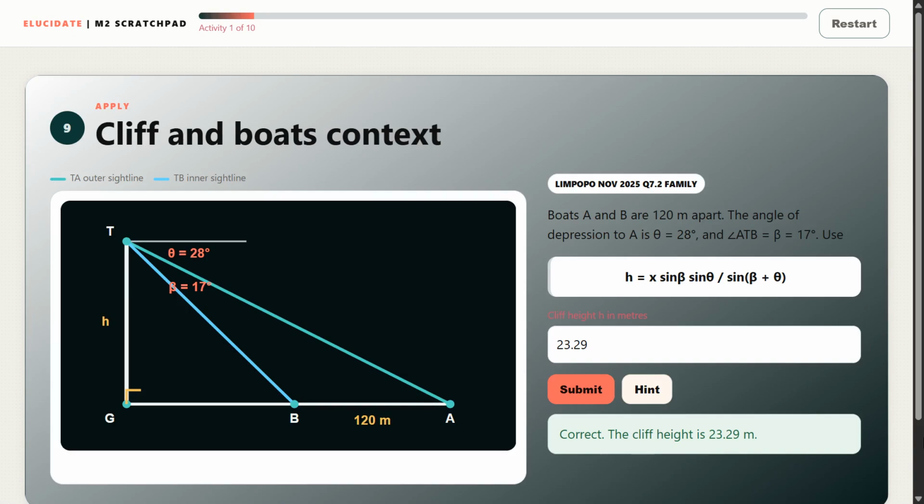The question asks, boats 120 m apart, theta equals 28 degrees, beta equals 17 degrees. Find the cliff height h. The answer is h equals 23.29 m.